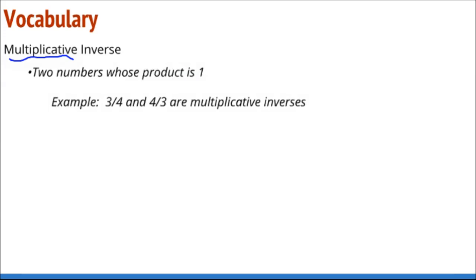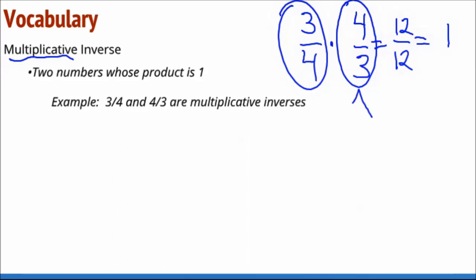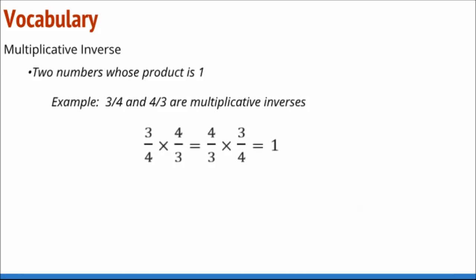So for example, we have 3/4 and we have 4/3, and when we multiply them, we get 12/12, which is 1. So 3/4 is the multiplicative inverse of 4/3, and 4/3 is the multiplicative inverse of 3/4. Multiplicative inverse is also referred to as a reciprocal. So when they say find the reciprocal, it's what you're going to multiply by to get 1.